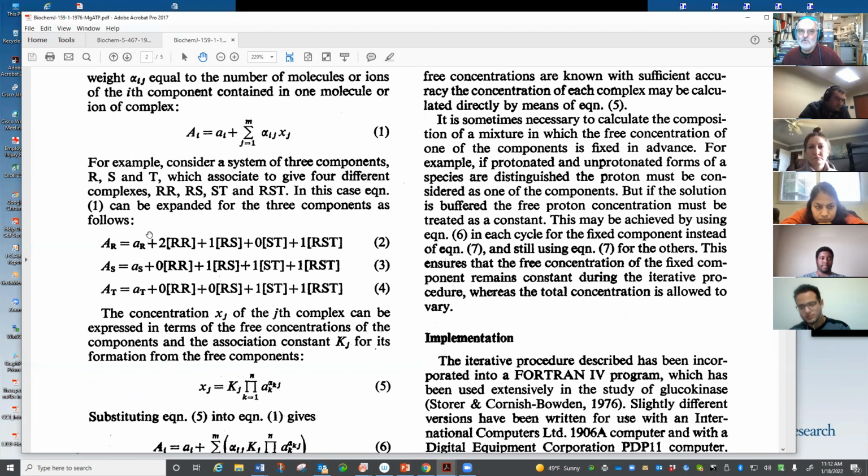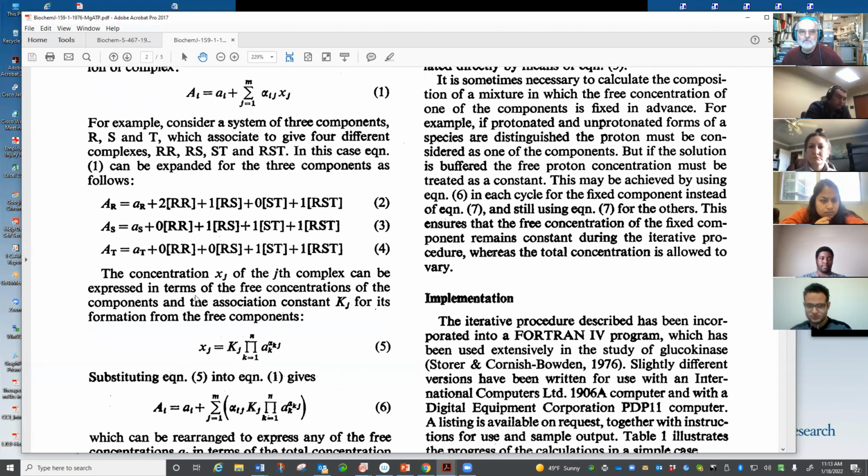And then they say, well, one of the ways of solving this problem is to write down the total concentration of R. And there would be free R, and there would be an RR species, and there would be 2 Rs because it's a dimer. And then there would be an RS species. There's 1 of those. There would be no R in ST. There would be 1 R in RST. And likewise for S, and likewise for T. And then you can write this down as an equilibrium between the different species.